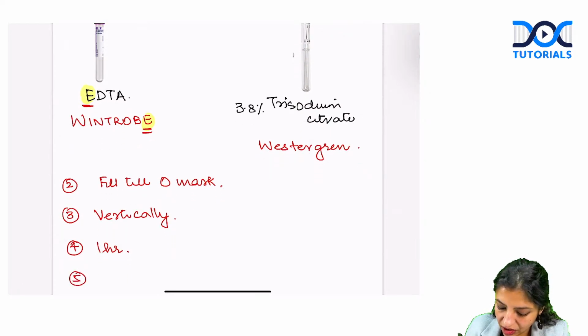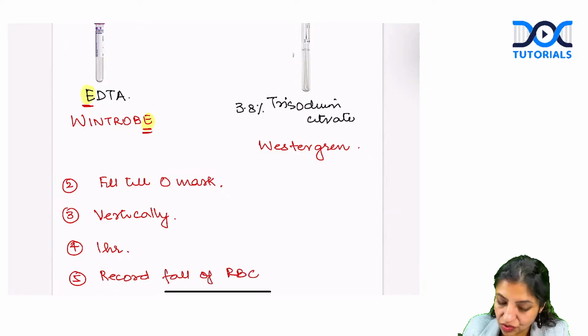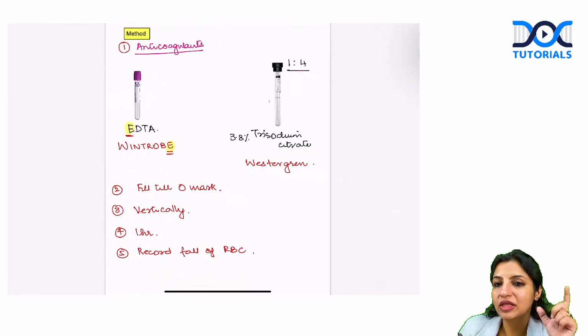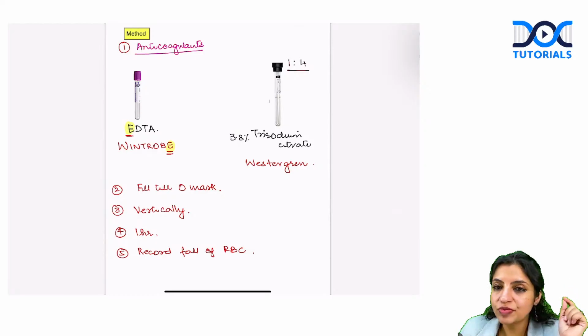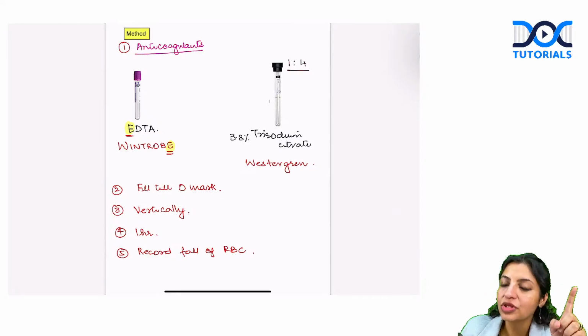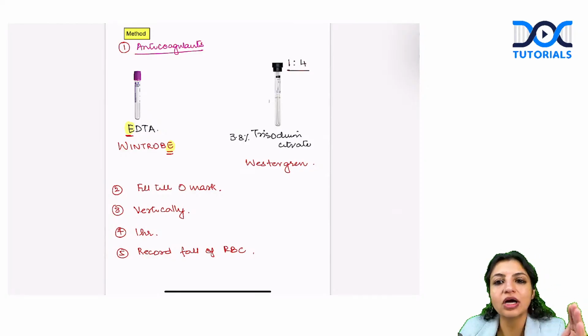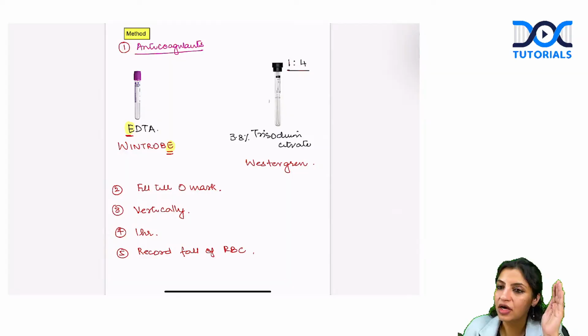And after 1 hour, you should record the fall of RBCs. So these are the points you should write. So method, what should you use? First, anticoagulants. Second, you have to fill the tube till 0 mark. Third, you have to keep the tube vertically. Fourth, you have to let the tube stand for 1 hour, and after that you have to record the fall of RBCs. So that is the method that you should write.